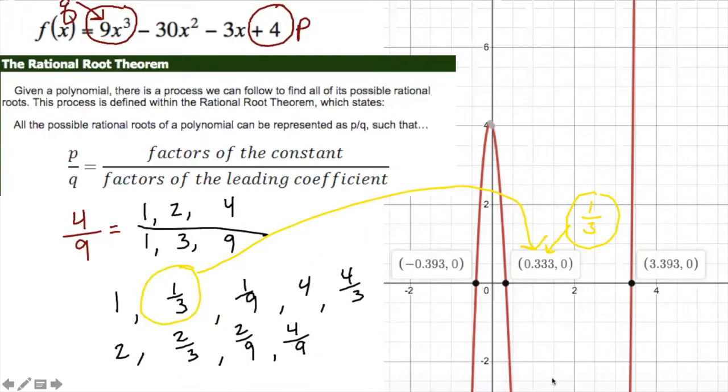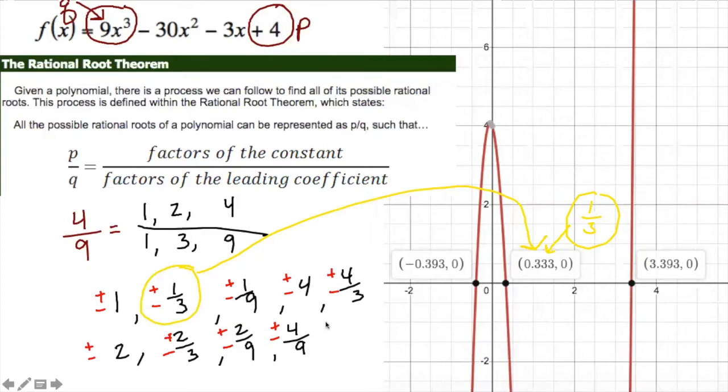Also, to confound things, each one of these could be positive or negative, okay? So basically what this is telling you is there are 18 different possibilities for roots here if you do not have the graph to look at due to new technology, okay?